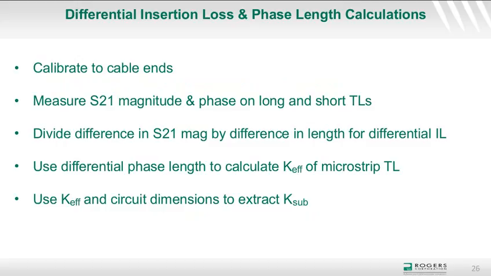Yeah, so for the differential insertion loss and phase length calculations, what we do is calibrate to the cable ends. We then measure S21 magnitude and phase on both long and short transmission lines, divide the difference in magnitudes by the difference in length for differential insertion loss, use the differential phase length calculation to calculate the K effective of the microstrip transmission lines, and finally use the K effective and circuit dimension data to extract the dielectric constant of the substrate. They're using various different models.